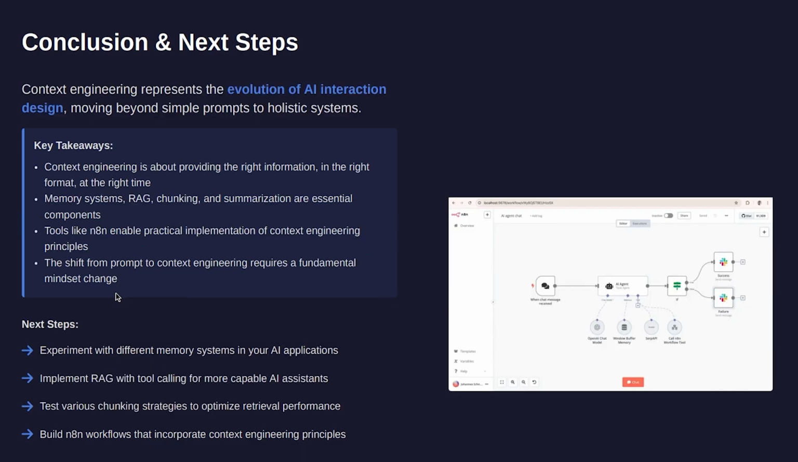So in conclusion, this is the evolution of how we interact and how we design AI systems. It moves beyond just simply prompting the models to creating actual useful systems. The main idea is to provide the right information in the right format at the right time to the AI agent. You can use memory systems, RAG, chunking, summarization, and tools to do just that. And tools like n8n can easily allow you to do that.